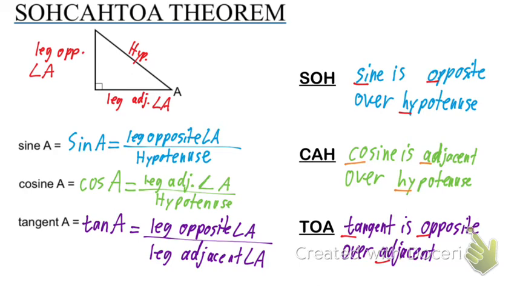Now this abbreviation, SOHCAHTOA, exists for the pure reason to help you remember it. The only reason it exists is to help people remember how to do it. Every three letters, S, C, and T, start the next trig ratio: sine, cosine, tangent. Then what each one is follows. SOH: sine is opposite over hypotenuse.